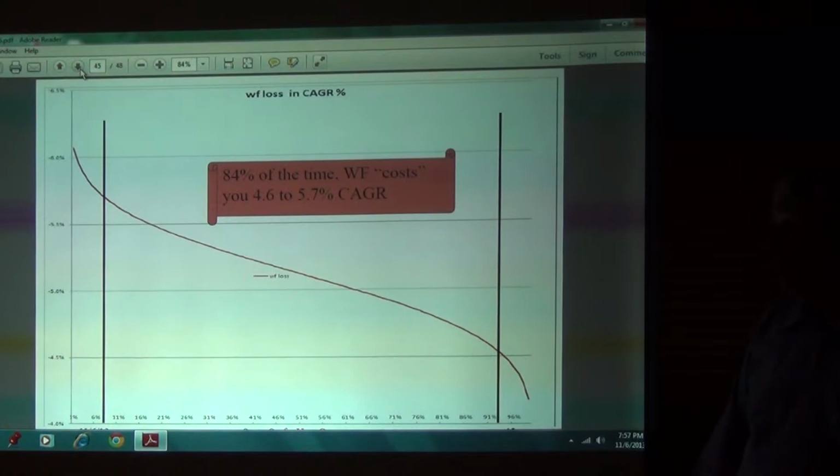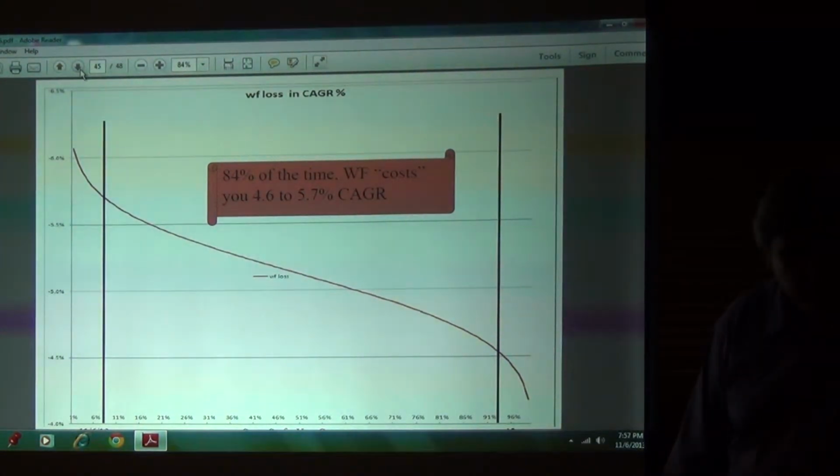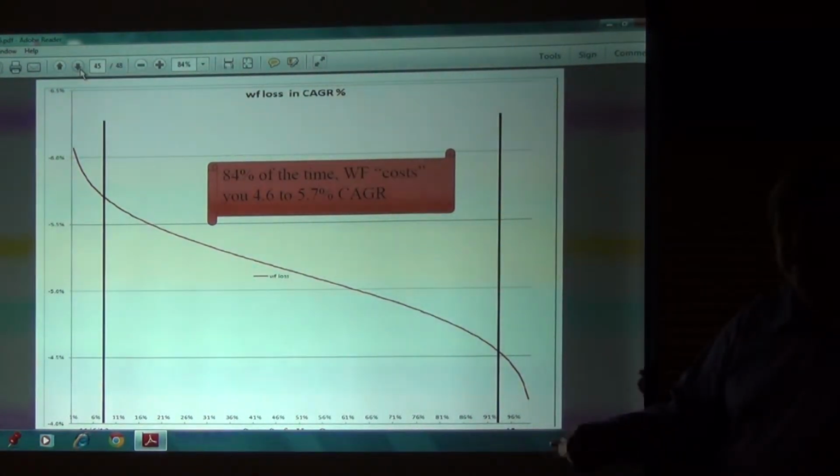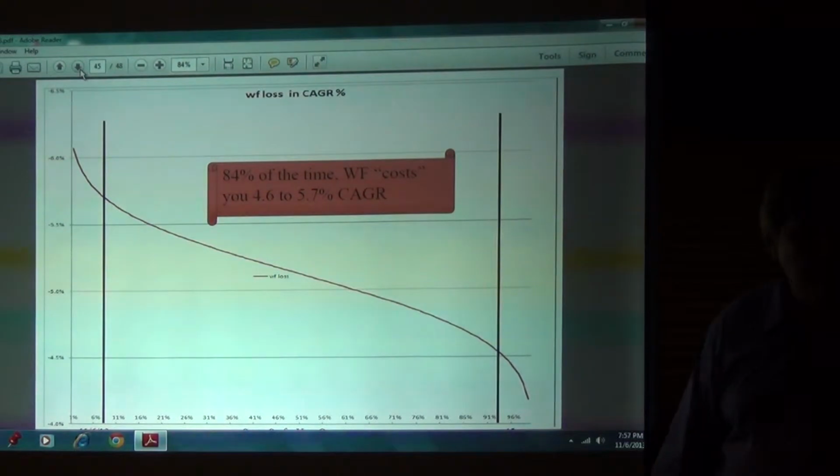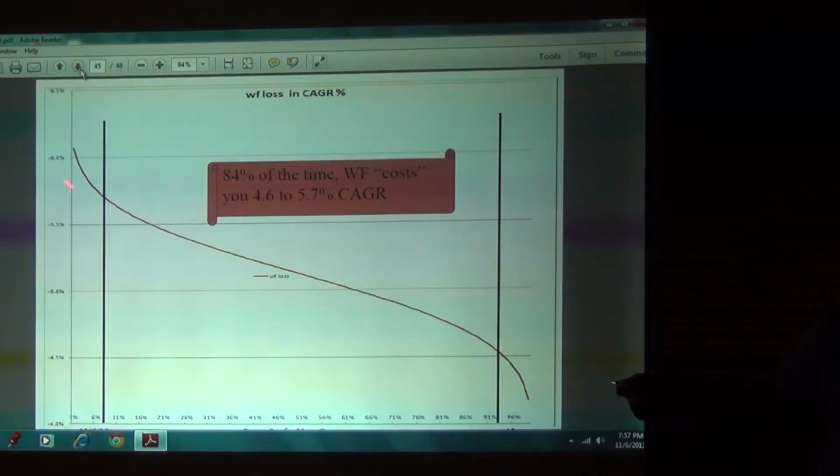84% of the time, when you turn walk forward on, which is close to what you would get in reality, you lost 4.6 to 5.7% compound annual return. That's between these 2 points. And you can pick any point on the curve you want, and it'll give you an idea of how much you're going to lose. Next slide.